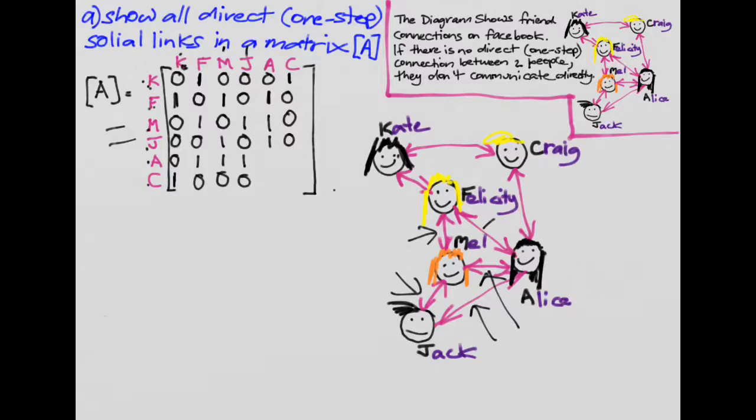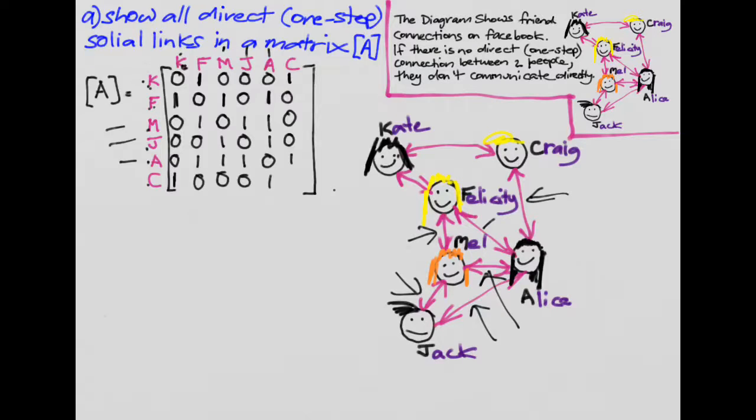Alright, now moving on to row 5, Alicia and column 5. So Alicia, some of them are filled out already, so Alicia and Alicia, 0. And then the only one we need to fill out is Alicia and Craig. So there's a 1 there and a 1 there.